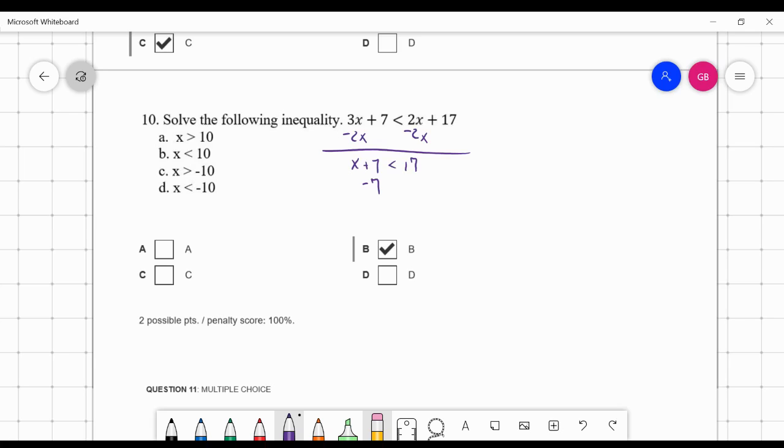And then I'm going to subtract 7 on both sides. So x is less than 10. Just B.